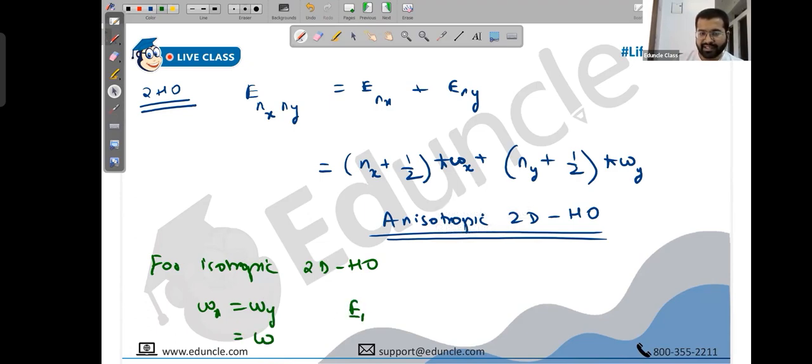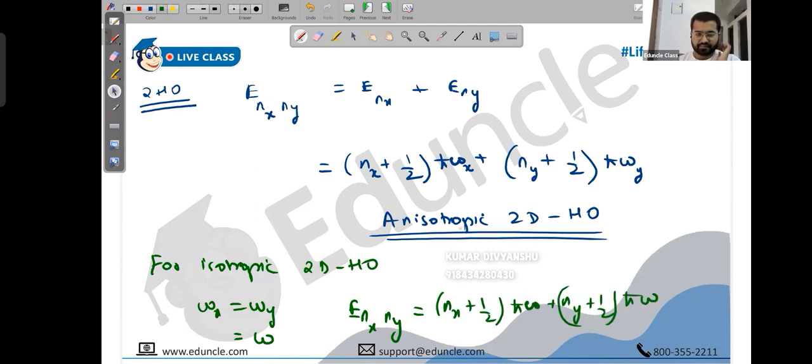Let's call it omega b. In that case, the energy of nx and ny will be nx plus half h squared omega plus ny plus half h squared omega. Make a note.